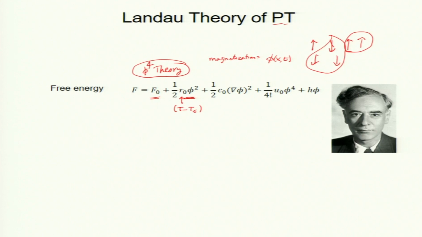T is the temperature and T_c is the critical temperature, and the coefficient in front, but I will not keep, there are too many coefficients already, R_0, C_0, U_0, H. H is a magnetic field. Okay. Now, the second term is coming from the fluctuations.